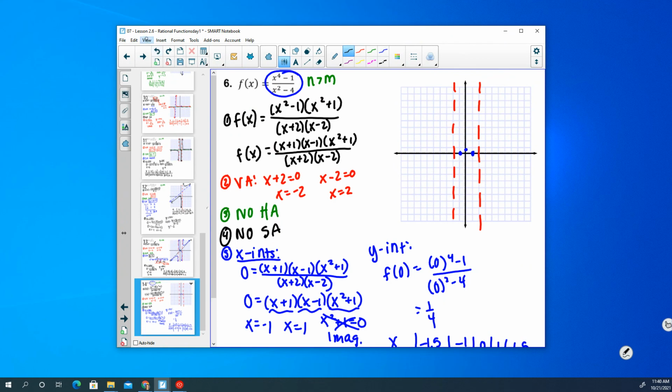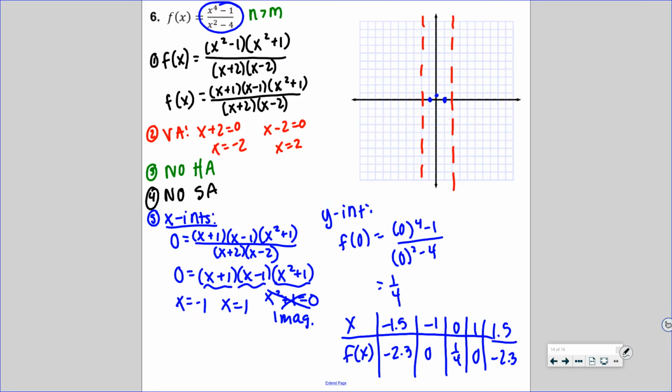Oh, good call, Ashton. Thank you. All right, so -1.5, -2. That just confirms, yep, this is going to be forming this shape. Approach the asymptotes.